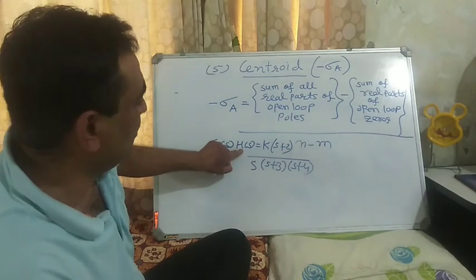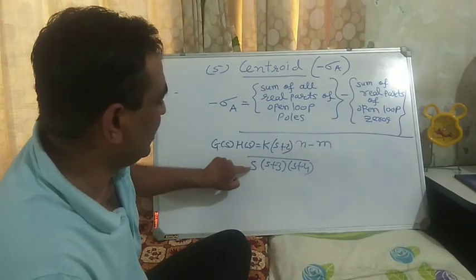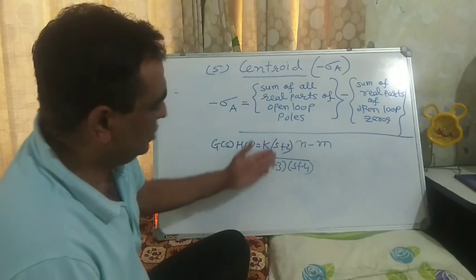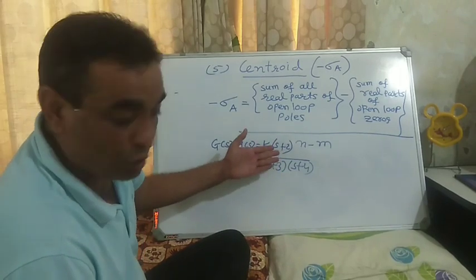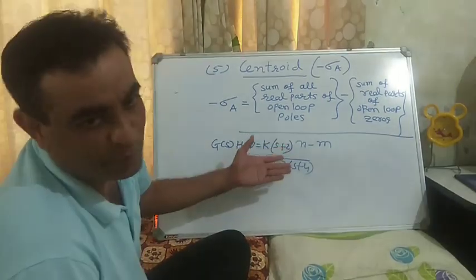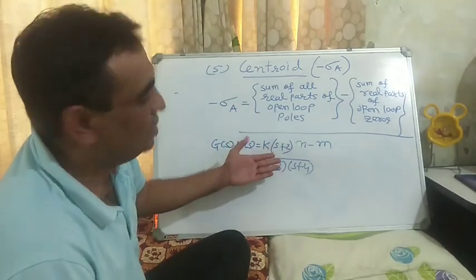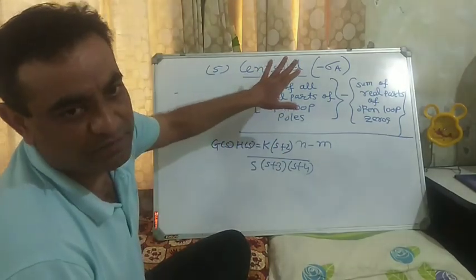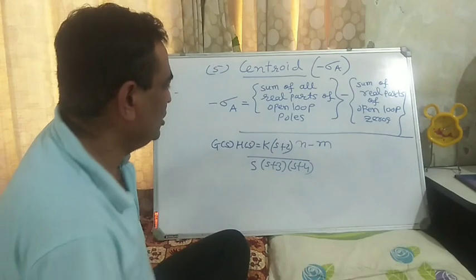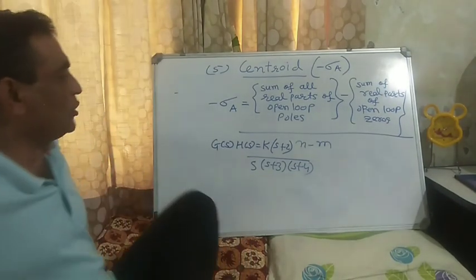G(s)H(s) is equal to K(s + 2) upon s(s + 3)(s + 4). Right now I have chosen only real poles, but you can have complex poles or complex zeros as well. But we need to consider the real part of that complex pole or zero. So how will we calculate the centroid?